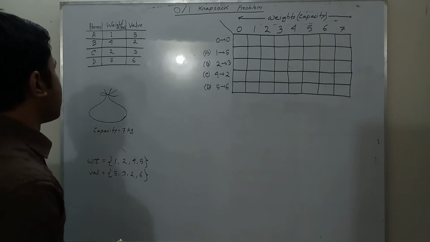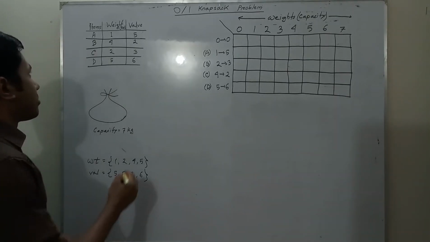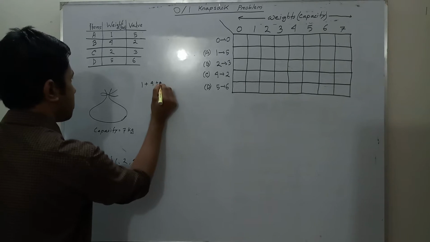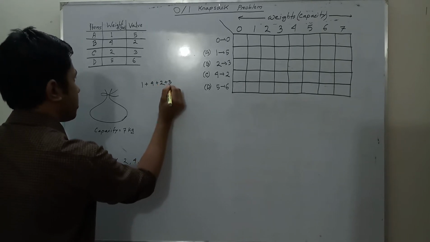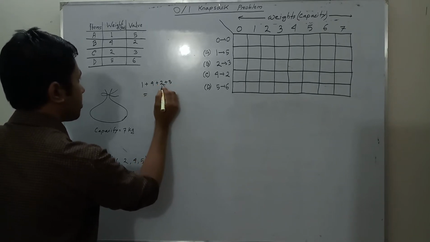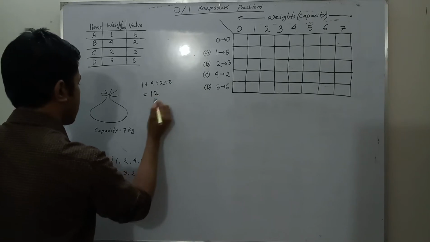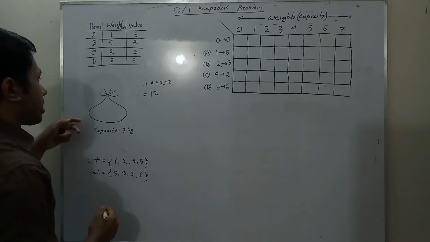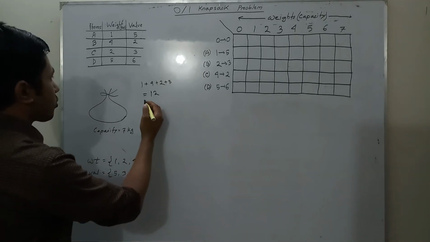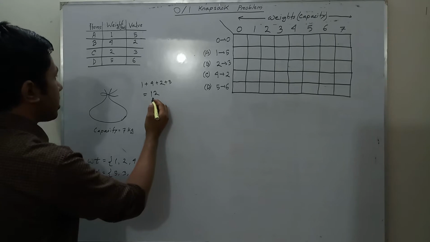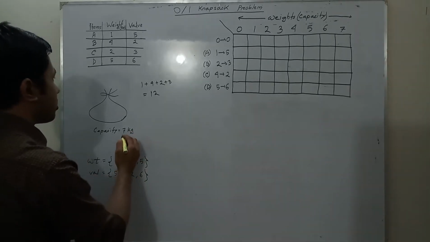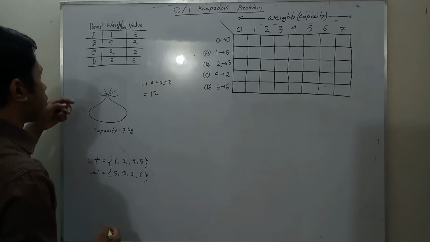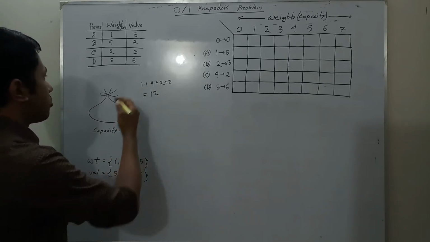But the problem is that the total weight of my items is 1 plus 4 plus 2 plus 5, which equals 12. So I can't keep all those items in my knapsack, as the total weight of those items is greater than the capacity of the knapsack. So I need to choose items wisely so that I can maximize the value.